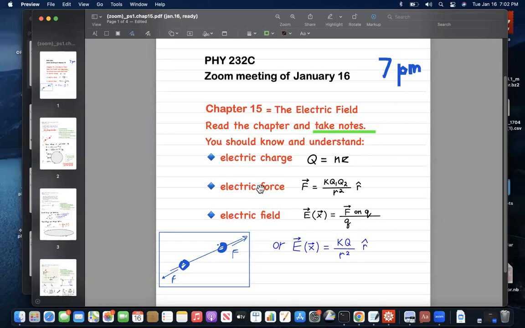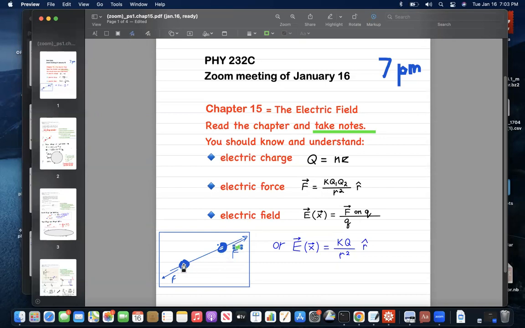The electric force, called the Coulomb force: if you have two charges present, they exert forces on each other. The forces are equal but opposite. That's Newton's third law of motion. So I could write the force vector as K Q1 Q2 over R squared times R hat, where this is the force vector. Its direction, R hat, is pointing away from the other charge.